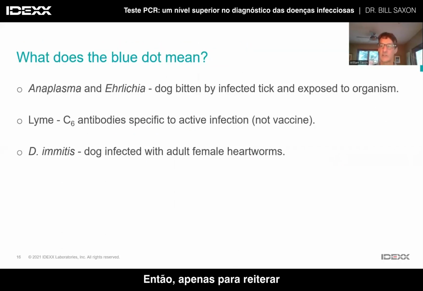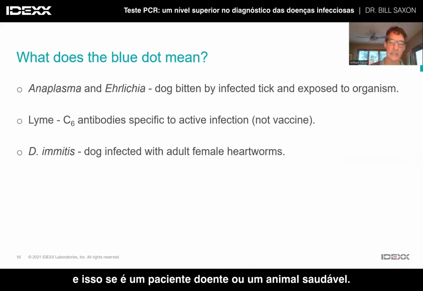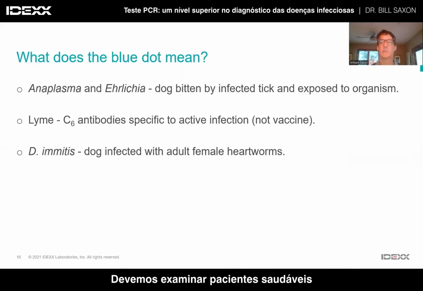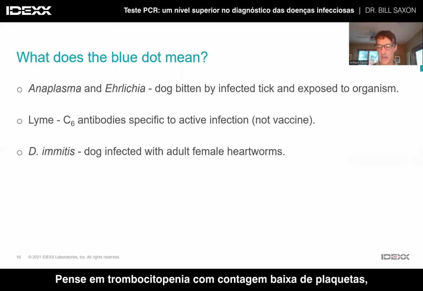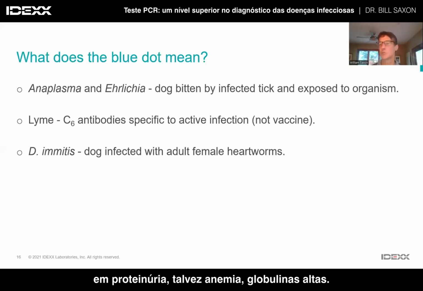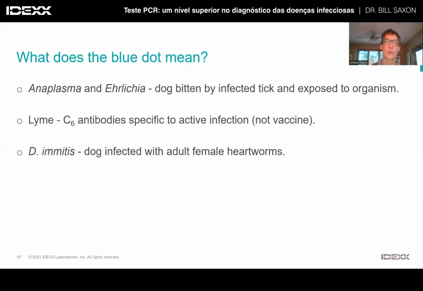Okay, so just to reiterate what a positive result on a SNAP4Dx Plus means, and this is whether it's a sick patient or a healthy animal, and we should be screening healthy patients for vector-borne disease because often there are no clinical signs, and the only way you'll identify the disease is by screening and then looking for evidence of infection in your minimum database. Think low platelet count, thrombocytopenia, think proteinuria, okay, possibly anemia, high globulins, okay?